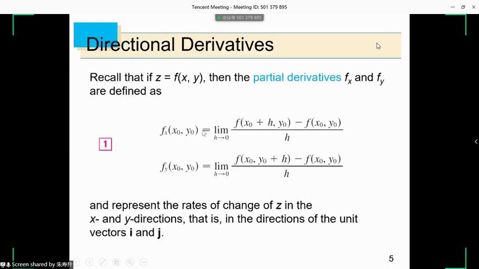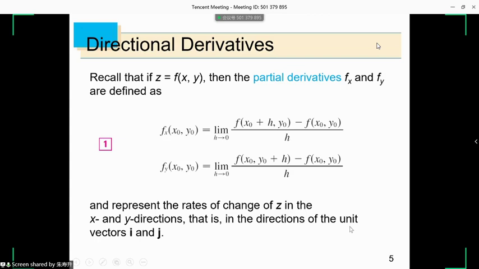Here, we recall that the partial derivatives fx and fy are defined as follows. For the derivative with respect to x, we add an h to x, y hasn't changed, and then divide by h. The limit is the derivative for x, and for y, the change is in y. This is a special case, and this represents the rate of change of z in the x and y directions.